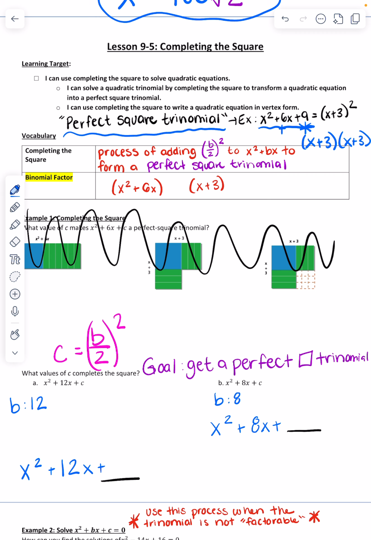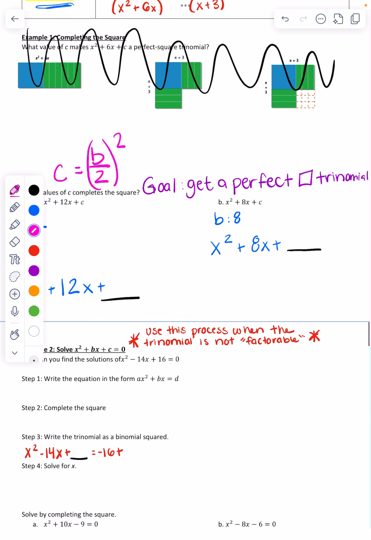When those two factors, we call them binomial factors, are identical like they are here, we can rewrite them like this. That just means we have two x plus 3 factors. That's going to be our goal in every single question today, to come up with a perfect square trinomial. In most of these questions, guys, we're going to have to find the right c value that allows us to do that process. Let's take a look at how that would work in these first questions down here.